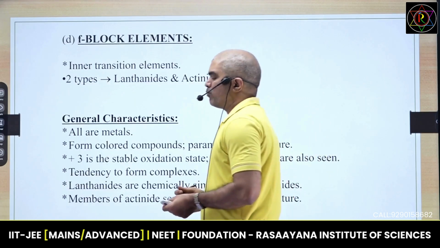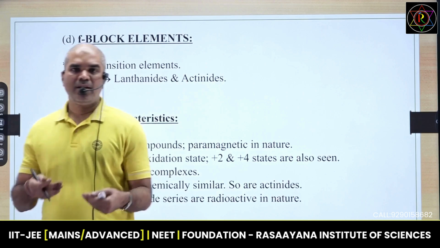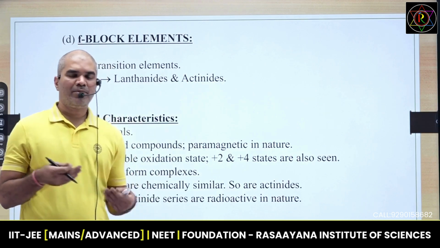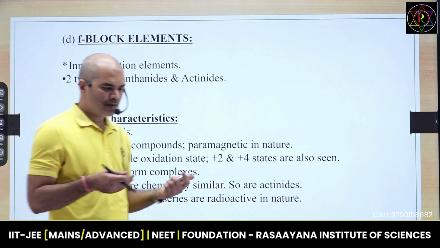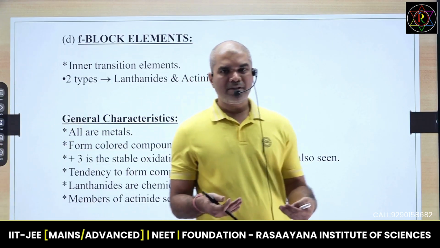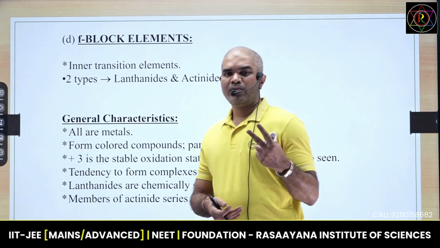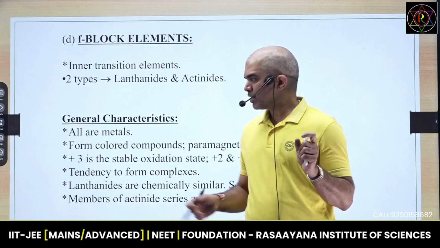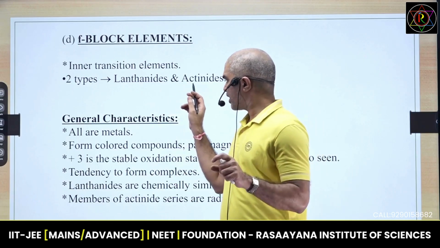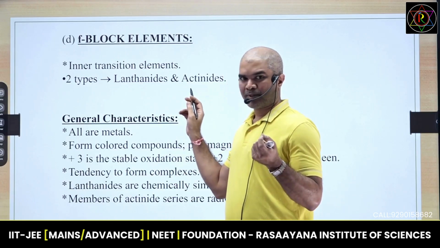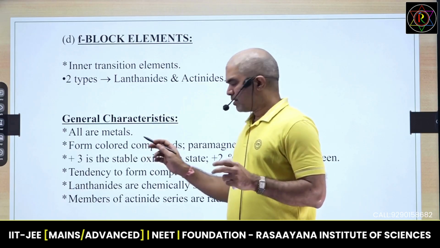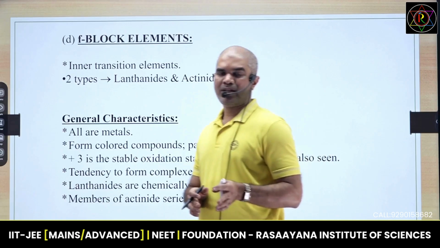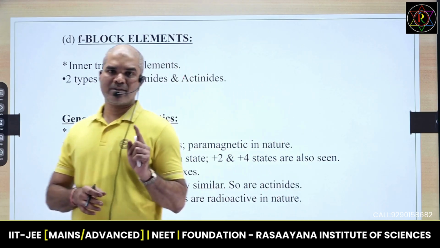Finally, coming to F block elements, these are the inner transition elements. They have some similarities with the transition elements, therefore we call them inner transition elements. There are two series. One we call lanthanoids or lanthanides or lanthanones. The other we call actinoids or actinides or actinones. All of these are metals. They can also form colored complexes. They can also form paramagnetic complexes.